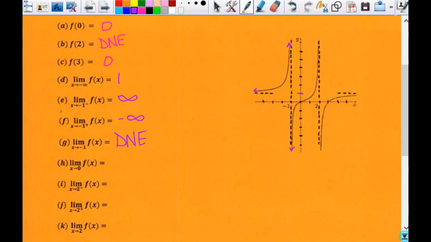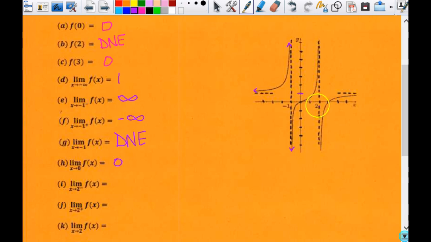So limit as x approaches 0. So it's not asking me left and right, but let's just look at what's happening. If I approach 0 from the right-hand side, the limit is 0. If I approach 0 from the left-hand side, the limit is 0. So since I get 0 from the left and right, then the limit of f of x as x approaches 0 is 0.